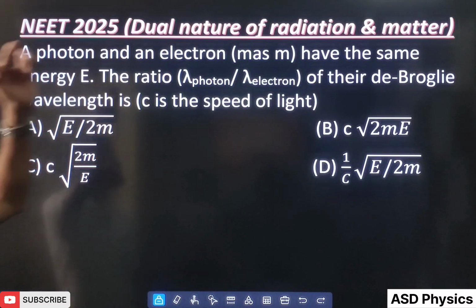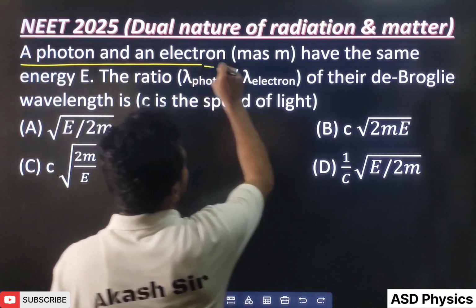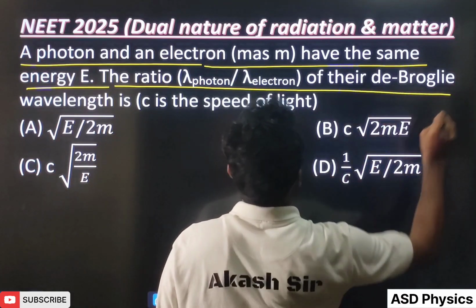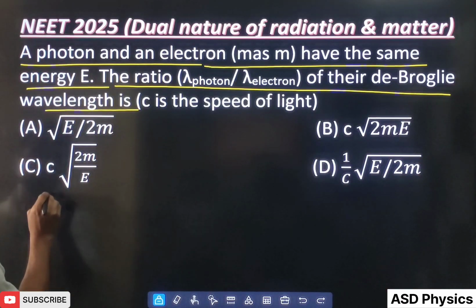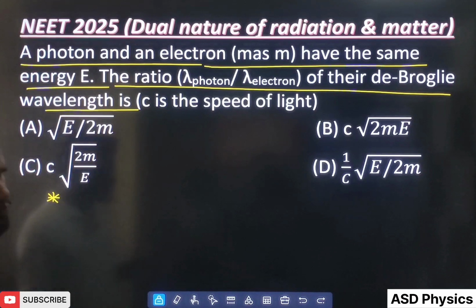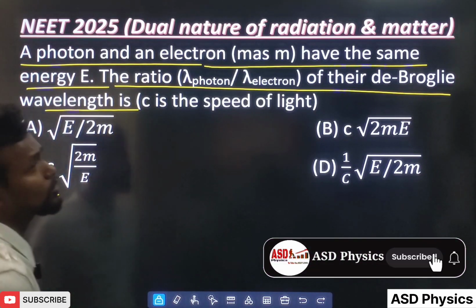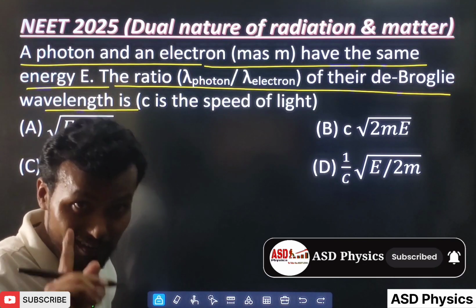The question came in dual nature of radiation and matter. If photon and electron have the same energy E, the ratio of their de-Broglie wavelength is how much here? Here we have to remember that a photon travels with the speed of light. So here we'll use the formula E equal to h nu, or E equal to hc by lambda.